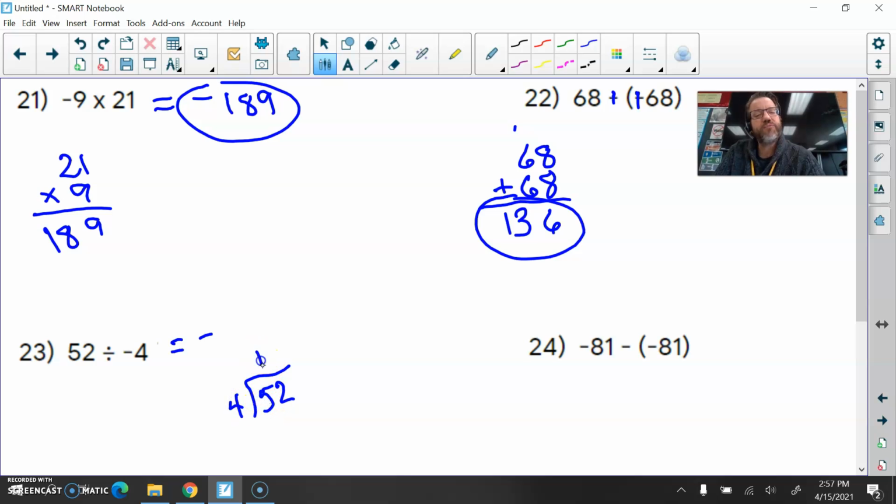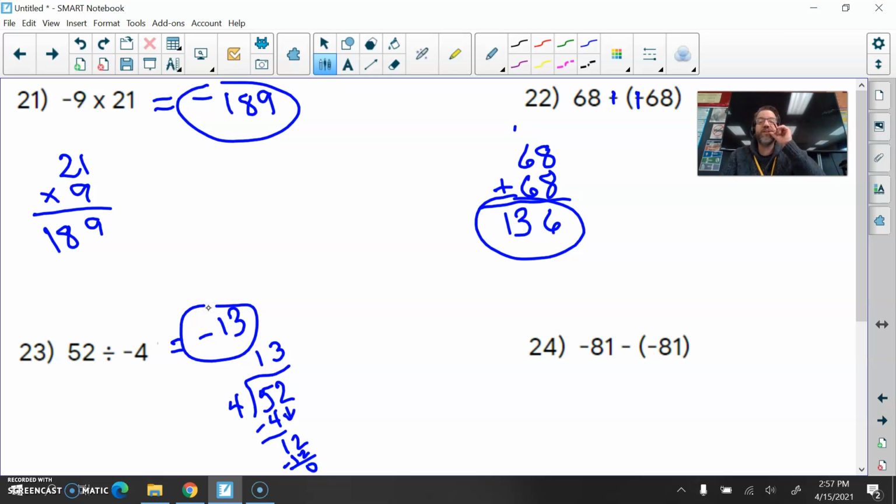4 goes into 5 one time. We get a remainder of 1. Bring down the 2, and 4 goes into 12 3 times. 3 times 4 is 12. There's our remainder of 0. So 13. But remember, it's negative, so negative 13 is our answer for that problem.